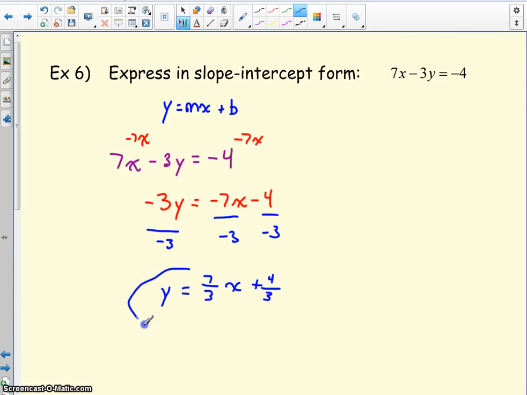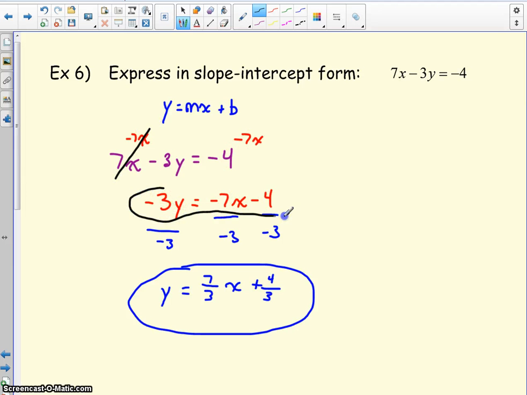Okay, so if you want to check your answer, you should get something like this. y equals 7 over 3x plus 4 over 3. To remind yourself of the steps, I'm trying to isolate y. So I started by moving the 7x over to the right side of the equation by subtracting it from both sides. So that cancels over here. I get negative 7x minus 4. And then I had to get rid of that negative 3 because I need just y, not negative 3y, so I divided every single term by negative 3.